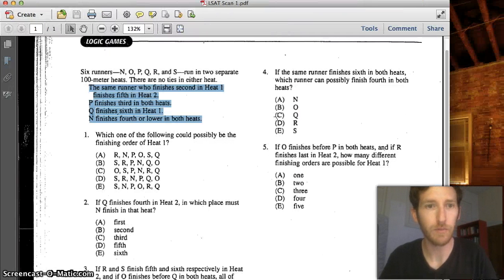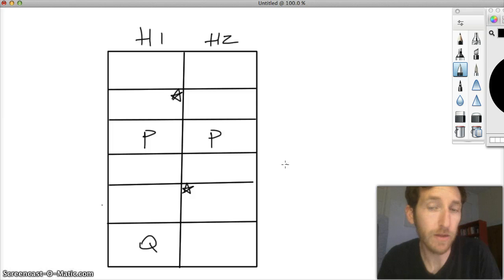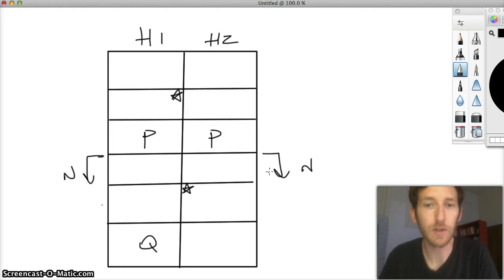Now in the problem, we're given these global rules, and it says the same runner who finishes second in heat 1 finishes 5th in heat 2. So we can make that a rule. And I'm just going to start it like this. So whoever finishes here has to finish here and vice versa. They're always going to be the same. There's also a rule which says P always finishes third in both heats. Q is last in heat number 1. And then it says that N finishes 4th or lower in both heats. And so we want to figure out how to solve this for each problem.